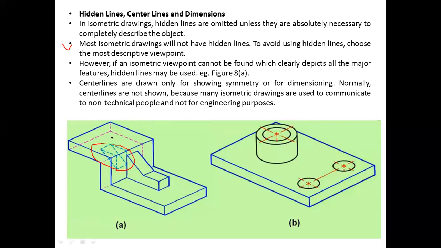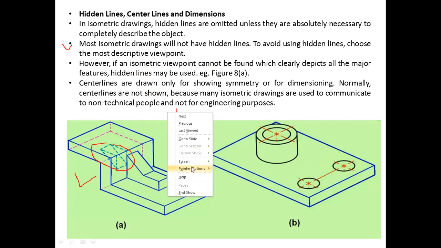But to avoid this dashed line in an isometric view, you should select such a viewpoint, out of the 4 viewpoints I showed you earlier, that every detail is visible without incorporating this dotted thing. However, if an isometric viewpoint cannot be found which clearly depicts all the major features, then we need to use hidden lines. But mostly it is avoided.